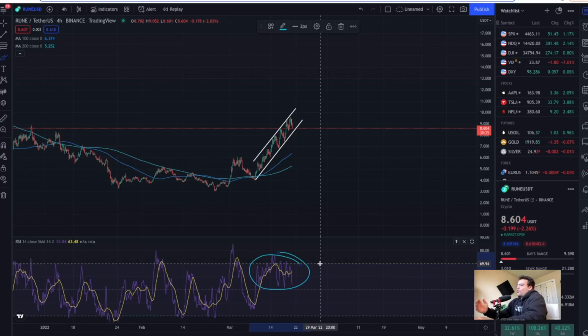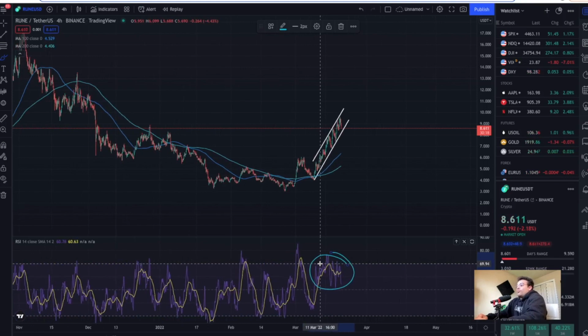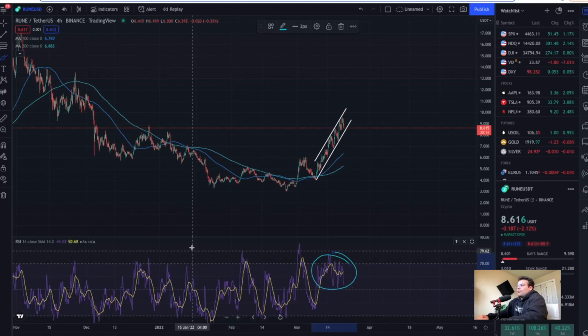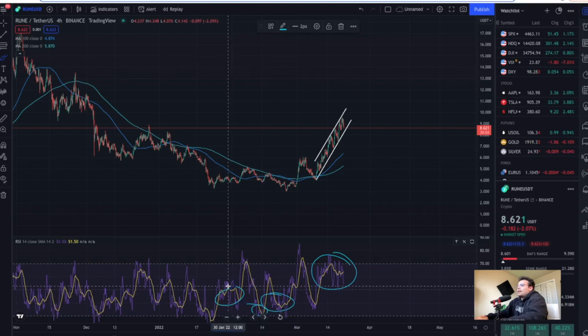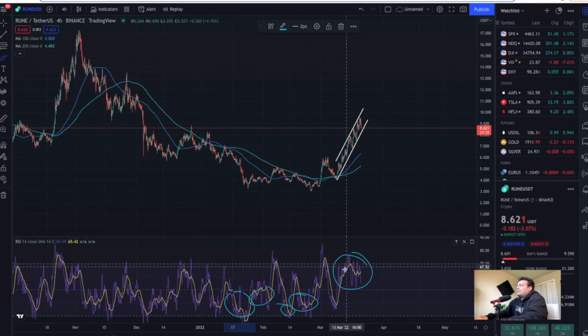And RSI is not always correct, right? But it's just a tool in the toolbox to help us analyze where we could be headed, especially in the short term. So if you can see right here, when we were consolidating, we spent most of our time between 50 and 30. 30 is our oversold or undervalued mark. And you can see that we spent a lot of time in here as we're consolidating. But now we have spent a lot of time in between this 50 and 70 mark.